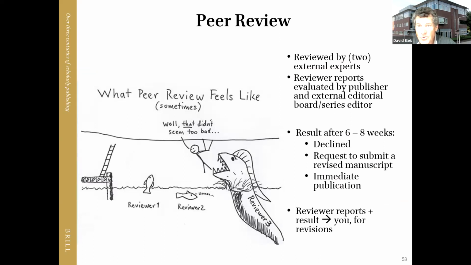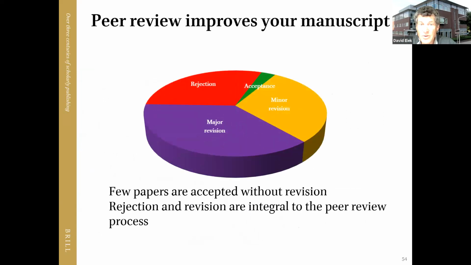Two external experts review your work. They report to the editorial board. And after 6 weeks, in many cases, your work is declined. So you will then have to go through the process again. It's a rigorous process, but it's necessary. A peer review does improve your manuscript. It's like going through a series of revisions, rejections, and finally you see in the pie chart the small green bit, acceptance. Very few papers are accepted without revision. Rejection and revision are integral to the peer review process, to fine-tune and to improve your work, your article, your book.